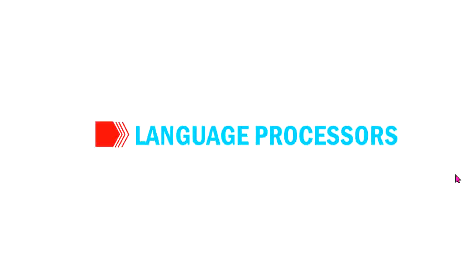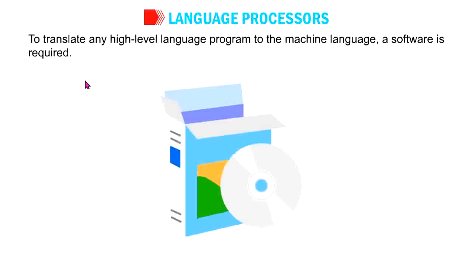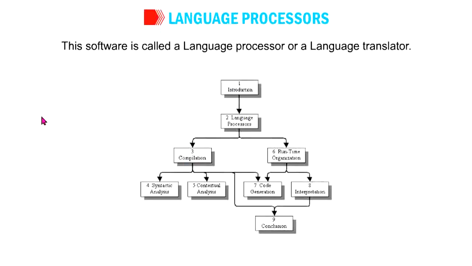The last point is language processors. The computer hardware understands only its machine language. Therefore, all high-level language programs must be converted into machine language programs before they can be executed by the processor. To translate any high-level language program to machine language, a software is required. This type of software is called a language processor or language translator.